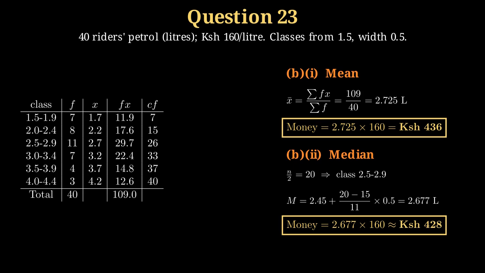class 2.5 to 2.9. Using the median formula, lower boundary 2.45 plus 20 minus 15 over 11 times the width 0.5 gives 2.677 litres. In money, about 428 shillings. Well done. That's question 23 complete.